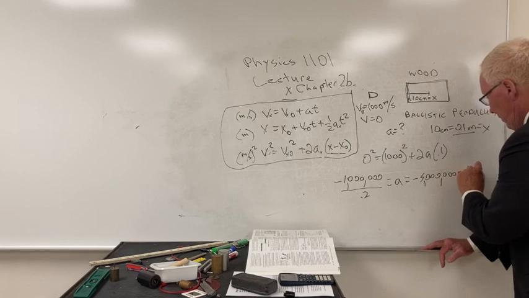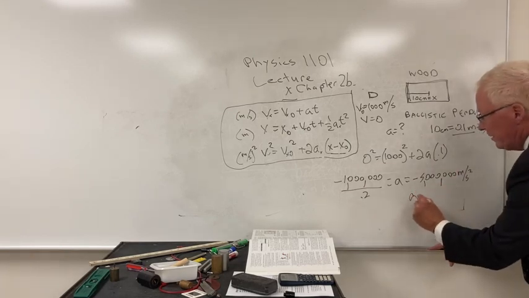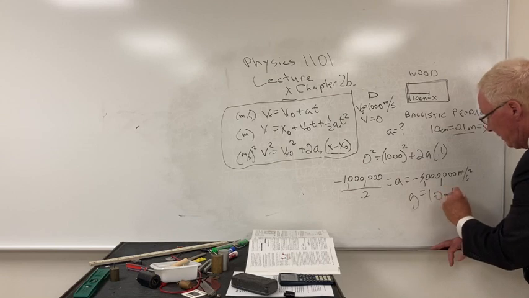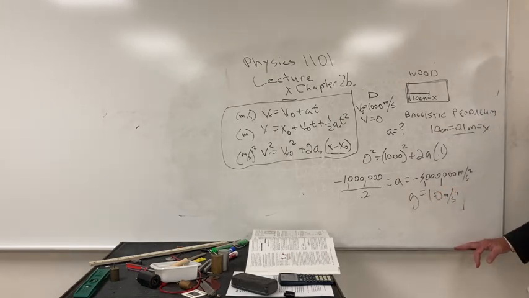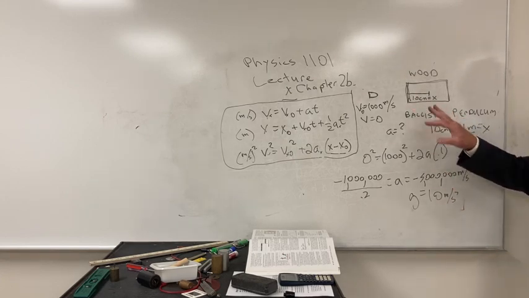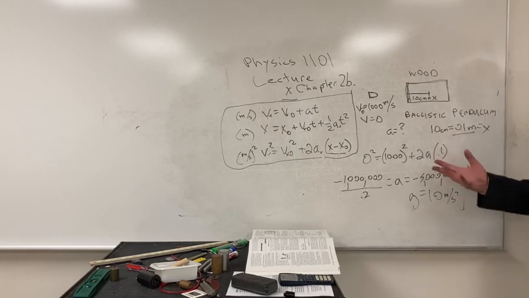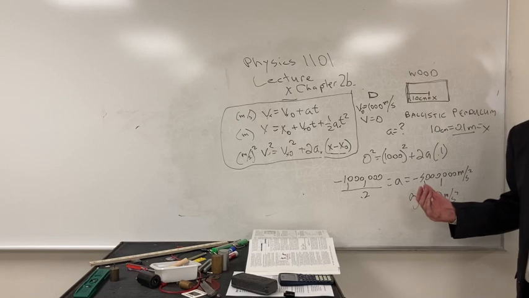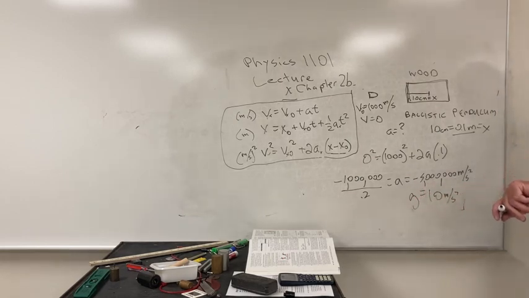Using g as about 10 meters per second squared, this is about 500,000 g. So it's actually not an unrealistic thing. It's possible, but the g forces on a bullet slowing down are enormous. So this is one example. I think the review quiz problem uses a different number. All right, so that's it for that example.